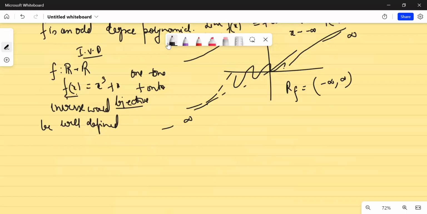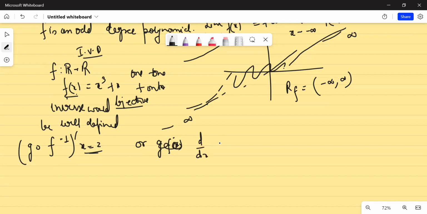See, its inverse will be defined. Now what was being asked from you? I think what was being asked was the derivative of g of f inverse, right? This was being asked: the derivative of g of f inverse at x equal to 2. In other words, he was asking what will be the derivative of g of f inverse of x, d by dx of g of f inverse of x at x equal to 2, right? He was asking this.